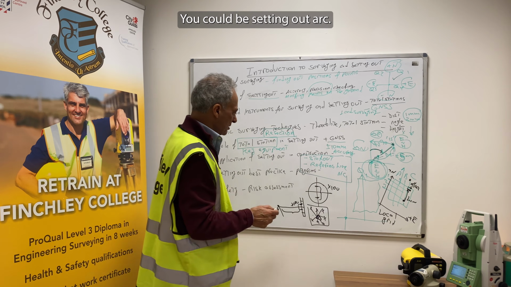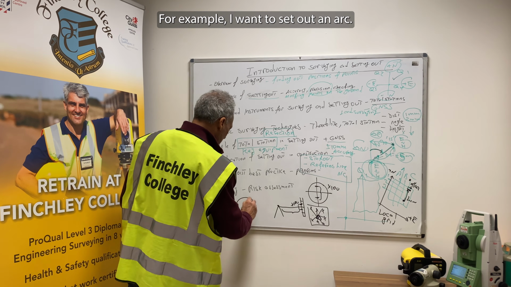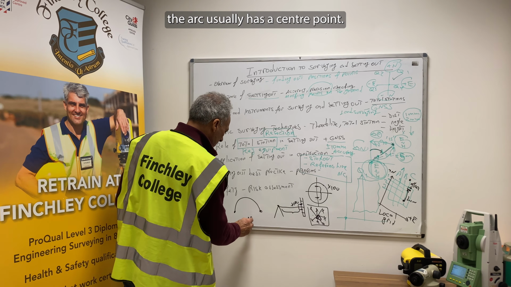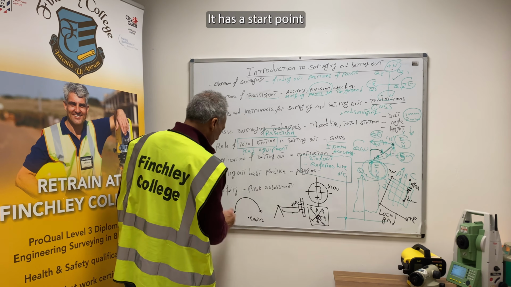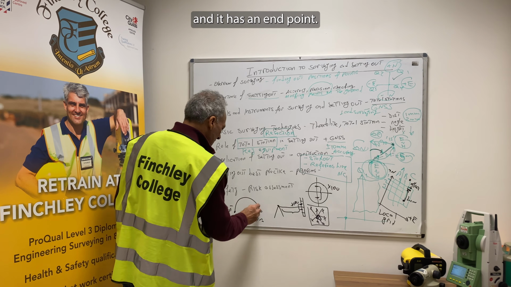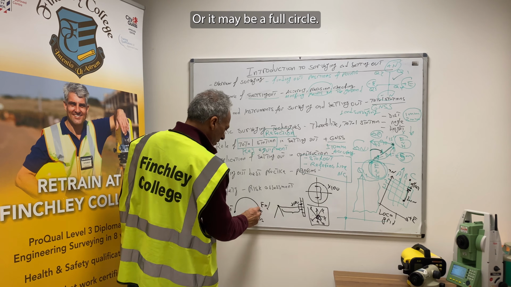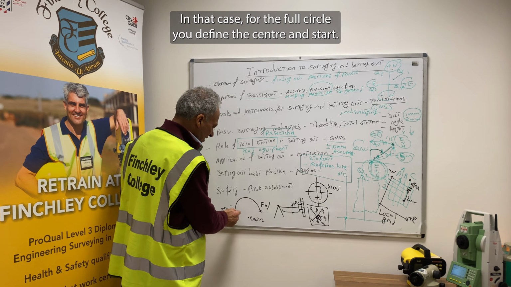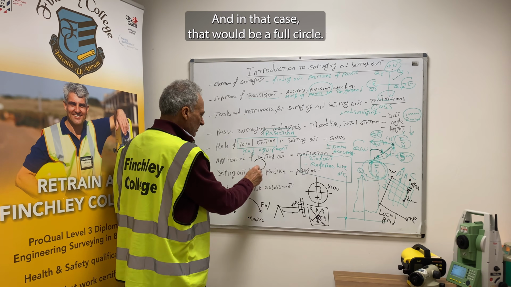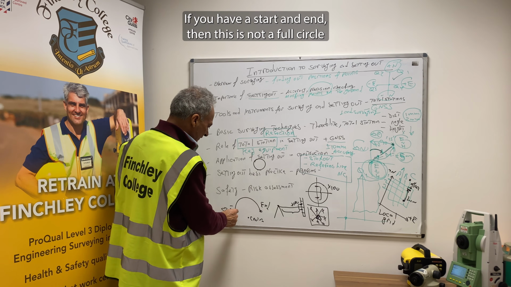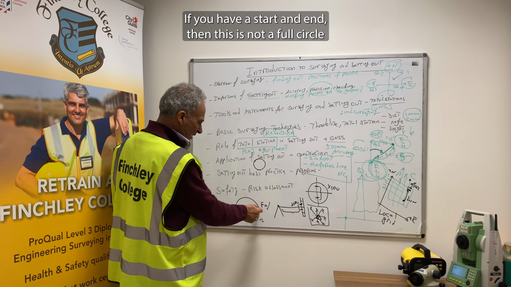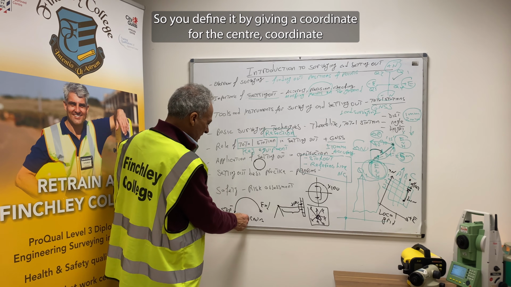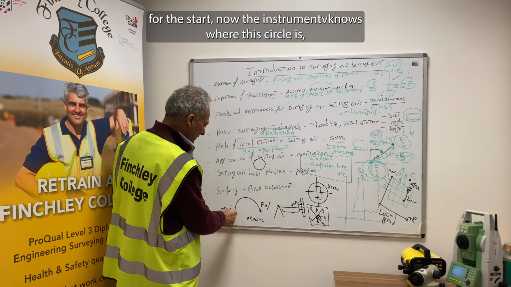You could be setting out an arc. For example, I want to set out an arc. In this case, the arc usually has a center point, a start point, and an end point. Or it may be a full circle. For a full circle, you define a center and a start, and in that case, that will be a full circle. If you have a start and end, then it's not a full circle anymore, it's simply a segment of an arc. So you define it by giving a coordinate for the center, coordinate for the start.